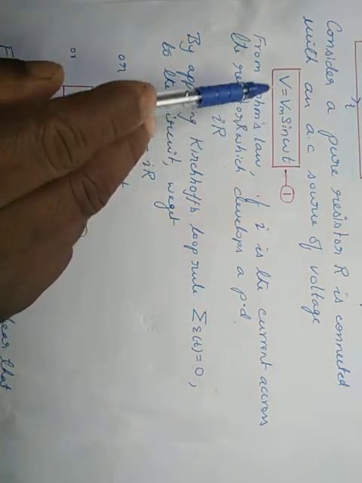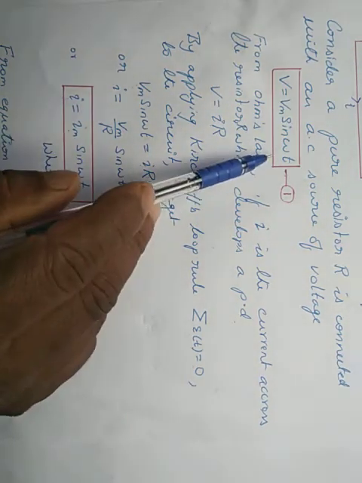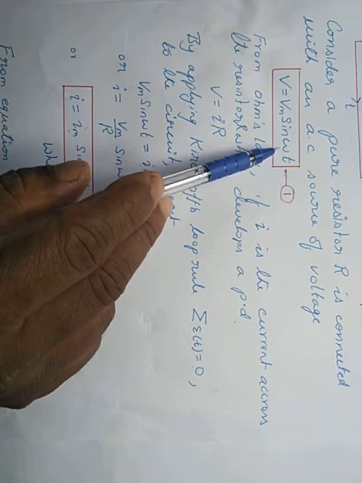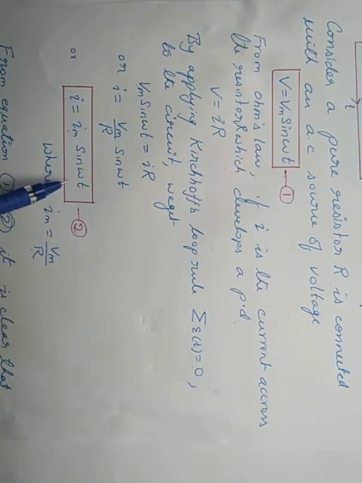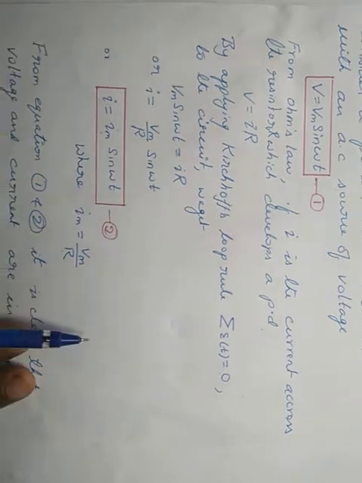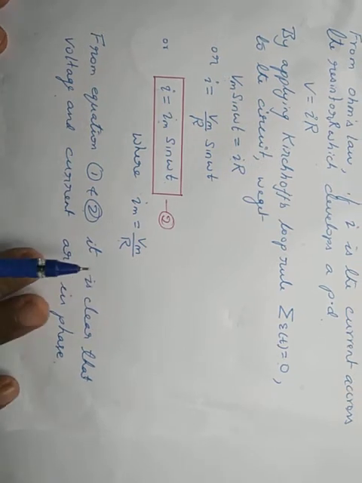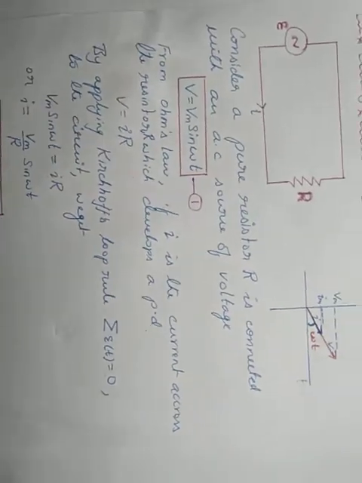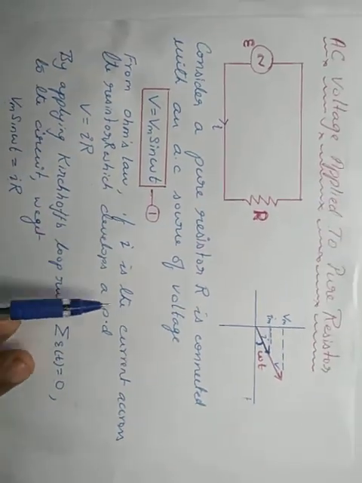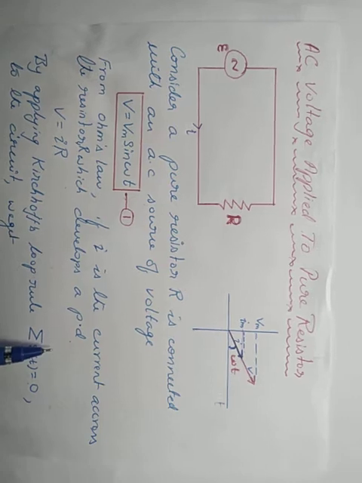Compare both equations. We have V here, I here, Vm here, Im here. But see the phase. The phase of the voltage is omega t, and the phase of the current is also omega t. Both are the same sine function. Therefore, we can conclude from equations 1 and 2 that voltage and current are in phase because both have the same phases. So this is the derivation for AC voltage applied to a pure resistor.